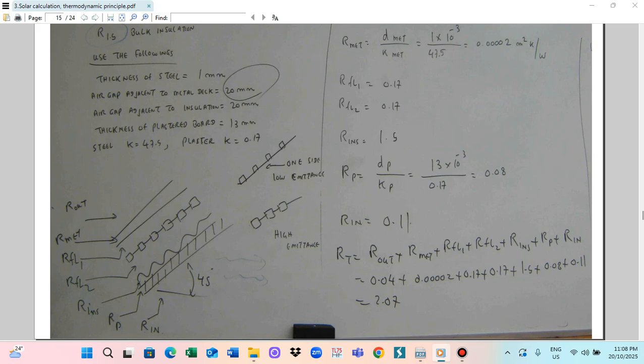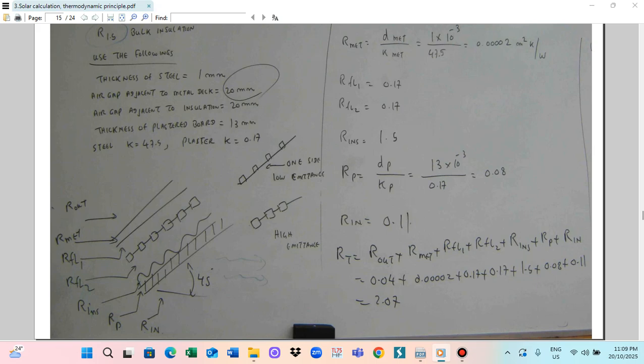Then you can calculate R out. For the outside air, because this is the different surface. For the 45 degree slope, you can take 0.11. So because of the 45 degree slope, R out is 0.11.